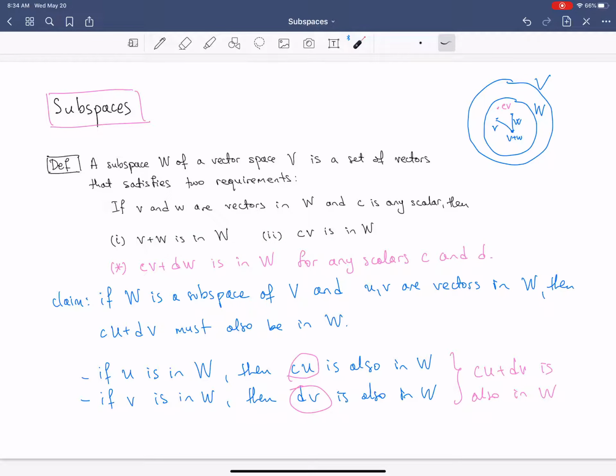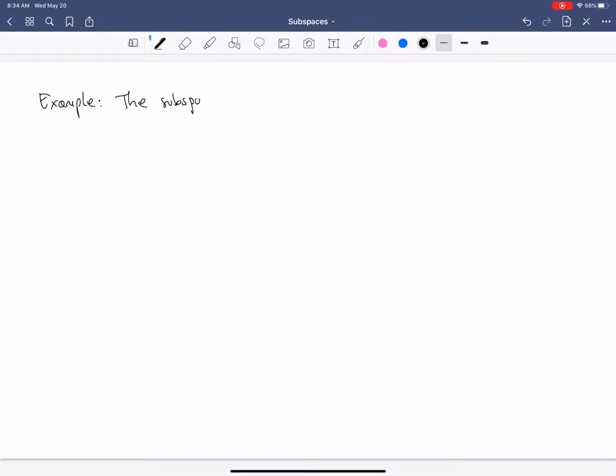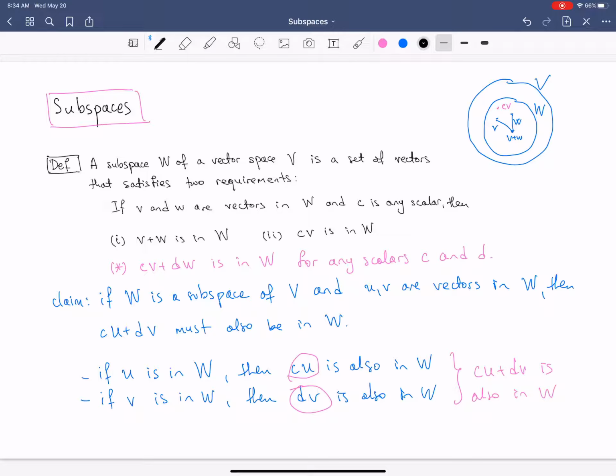Well, we had a line. So let me make that a bit more formal. Let me write it down. Let's talk about, as an example, the subspaces of, let's say, R3.